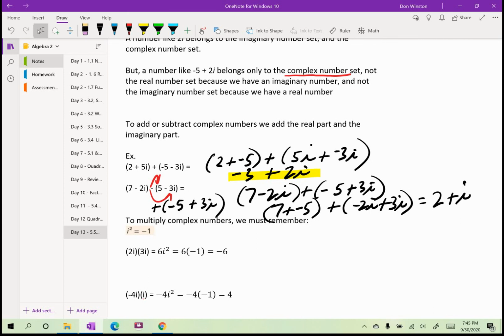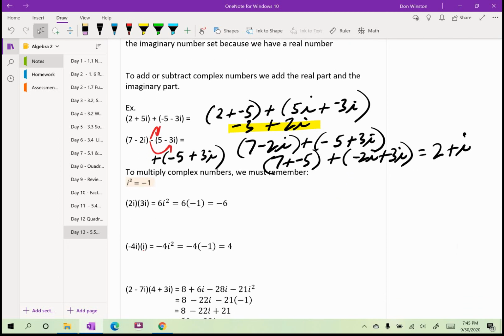Now, when we multiply complex numbers, we must remember that i squared is equal to negative 1. So here I have an example, 2i times 3i. 2 times 3 is 6, and i times i is i squared, but i squared is equal to negative 1, so 6i squared is equal to negative 6. We have negative 4i times i, so we have a negative 4i squared, but i squared is negative 1, so negative 4 times negative 1 equals 4.